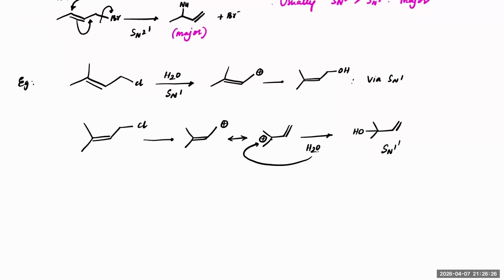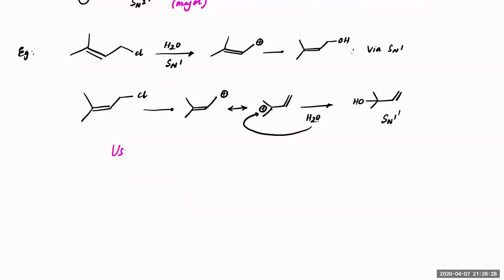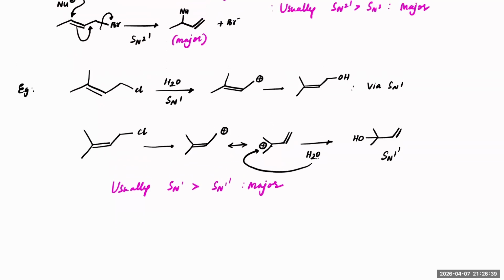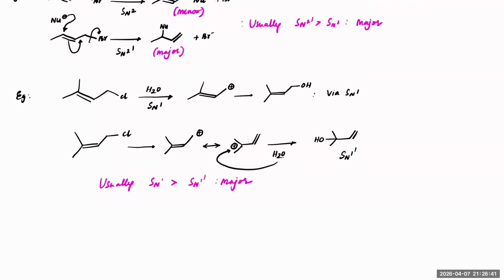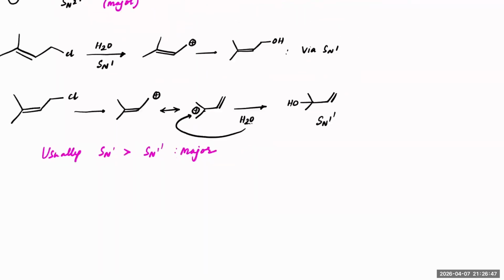Usually, if you compare SN1 versus SN1 prime, SN1 will be the major product. This will be the major product. Clear? The reason being, when the carbocation is forming, the carbocation shift here will be slightly difficult.